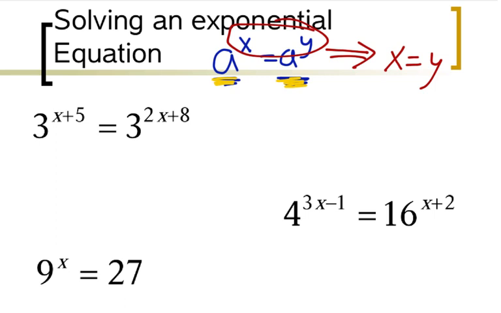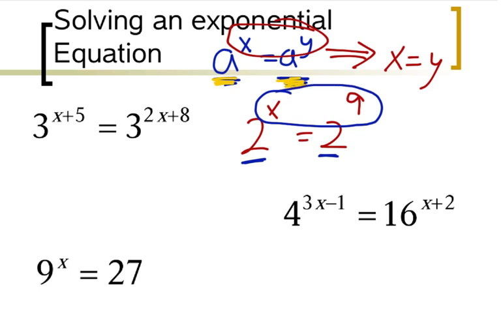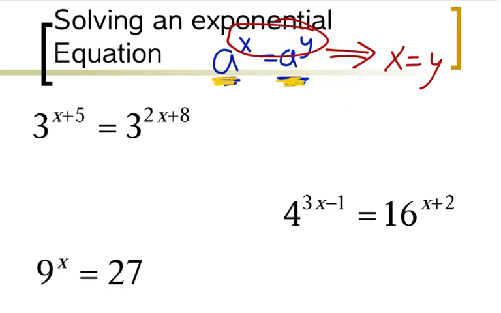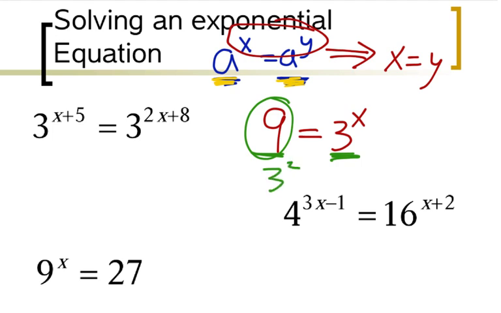So if I was to look at a really simple version of this, if I had 2 to the x equals 2 to the 9th power, what we're saying is, well, if the 2's are the same, then the exponents have to be the same, and x has to equal 9. Or another example, if I had 9 equals 3 to the x power, we would have to do a little more work and take the 9 and make it have the same base as the 3. So 9 is really 3 squared, so I can write 3 squared equals 3 to the x, which means x equals 2.